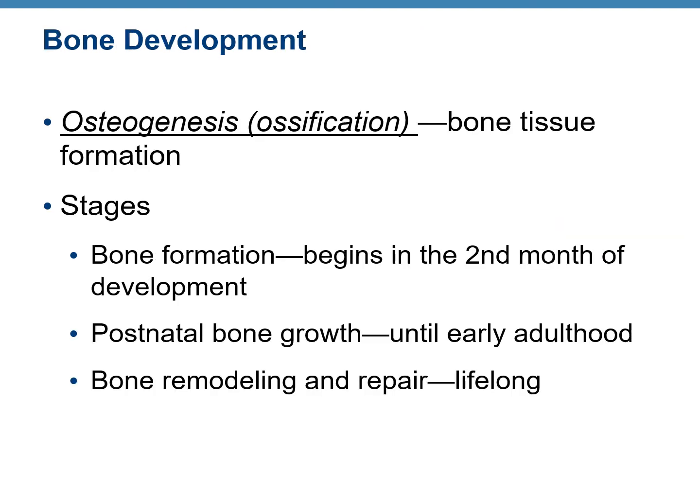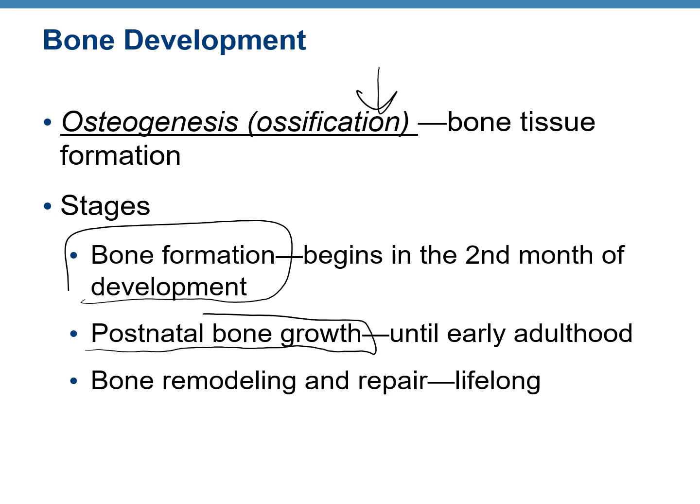Bone development. The bone development is called ossification. So ossification is the bone development or osteogenesis. Osteogenesis is bone tissue formation. We have three major stages of bone formation. We have bone formation that begins in the second month of development. Then we have postnatal bone growth until early adulthood and bone remodeling, and this is lifelong. So the bones are formed during embryonic development, then bone growth continues until early adulthood, and we remodel our bones through our whole life.